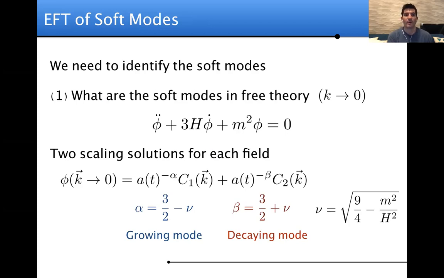So the growing mode, as we'll call it, decays the most slowly outside the horizon. So it scales like a to the power alpha, which is the smaller of the two coefficients. And there's the decaying mode, which scales like a to the negative power beta, where beta is a larger number. Alpha plus beta is fixed to be equal to 3. Or alternatively, we can write it in terms of this new parameter, which depends on the mass.